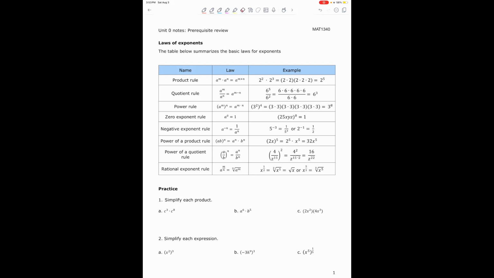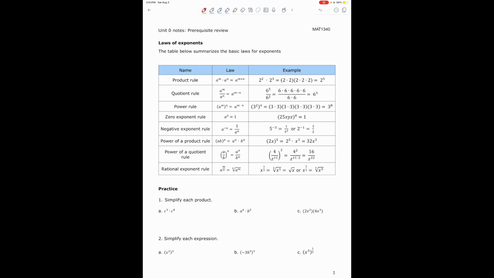Week 1, Unit 0 notes for Math 1340. The first thing we're going to discuss is the law of exponents. The below table summarizes the basic laws for exponents. Before we dive into that, a little reminder.